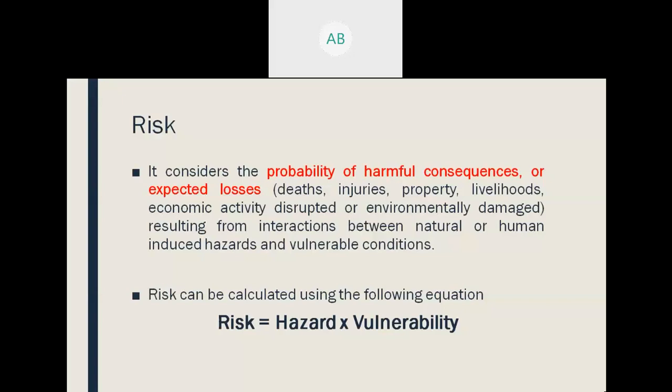Hazard is the probability of occurrence. So the probability of occurrence of a magnitude 5 earthquake during the day and during the night is the same. But the ultimate factor that will influence the risk is the vulnerability part. So during the daytime, the vulnerability is a little bit less because people are awake. People have time to react. But during the night, people are sleeping. They don't even know if there is an earthquake or not.